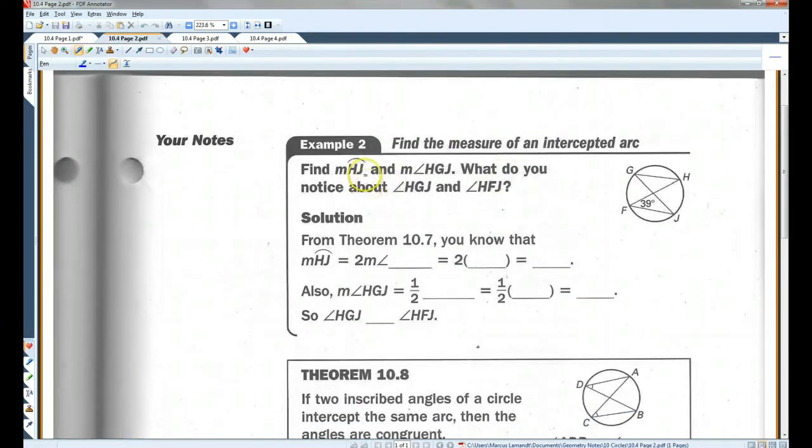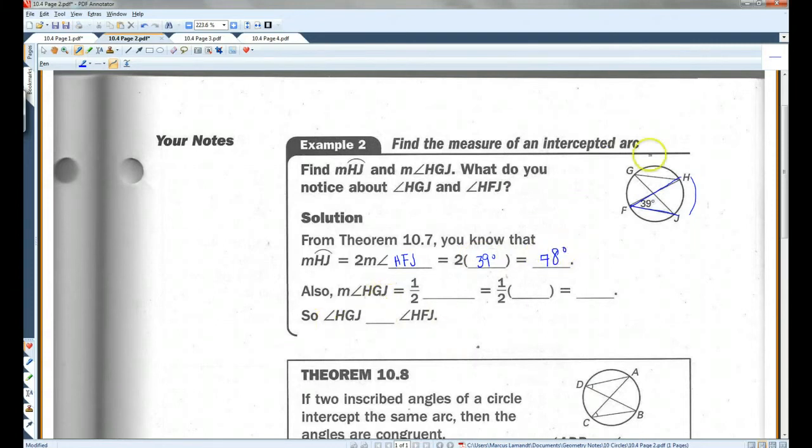Find the measure of arc HJ and the measure of angle HGJ. What do you notice about these two angles? Okay, so from Theorem 10.7, you know that arc HJ, that's this arc here, is going to be twice the measure of this angle, HFJ. HFJ is 39 degrees. 2 times 39 degrees is 78.